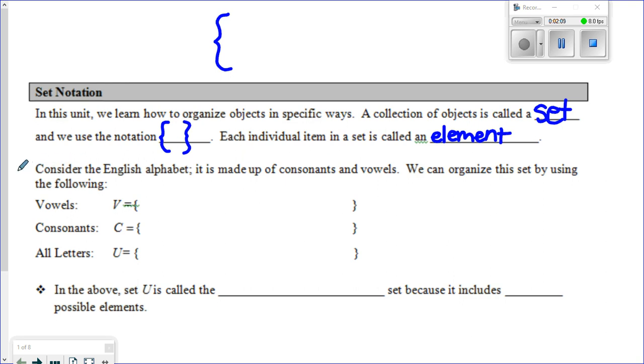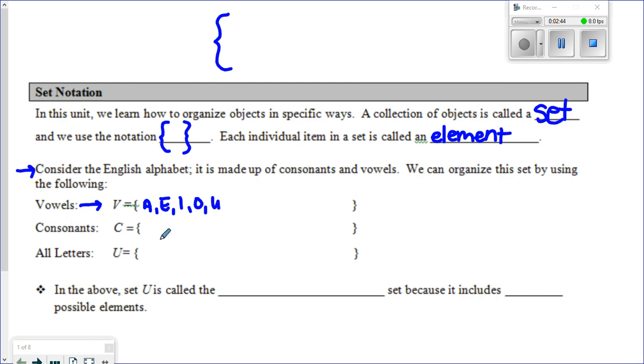The first one that we'll do here says consider the English alphabet. It's made up of consonants and vowels. We can organize the set by using the following. We can talk about the set of vowels, which I'm going to call V. The set of vowels would include A, E, I, O, and U. Those are all elements within the set of vowels. Yeah, freak out and say sometimes Y is a vowel, whatever. Get over it. We'll do A, E, I, O, U for now.